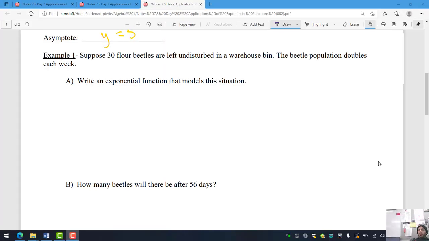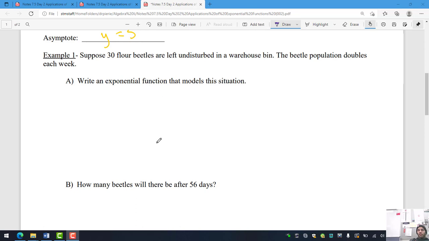Okay, so let's do an example of a word problem that pertains to exponential functions. It says, suppose 30 flower beetles are left undisturbed in a warehouse bin, and the beetle population doubles each week. Question A is asking you to write an exponential function that models this situation.